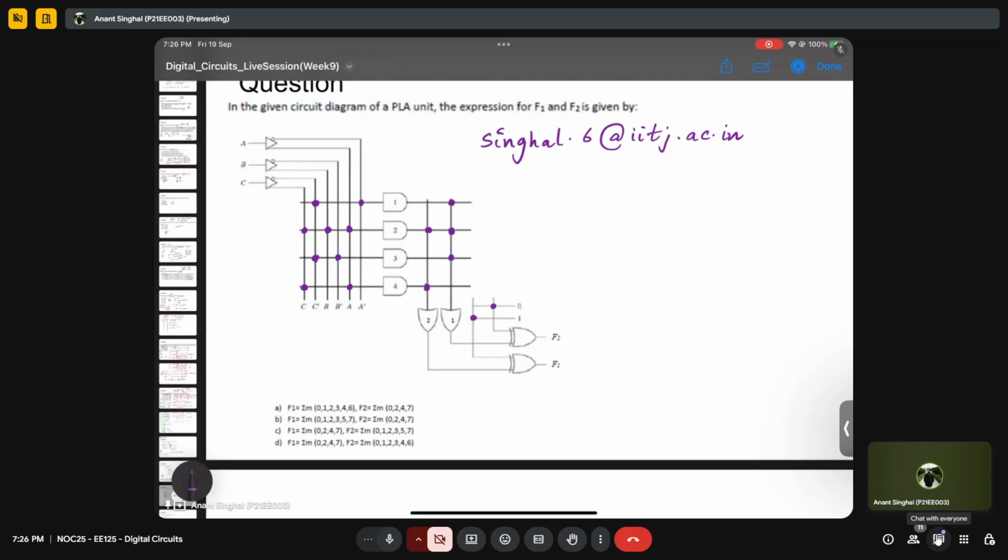This is again the same problem. It's just that we need to do the canonical form, or we need to find the minterms. Is it the exact same problem or is it something else? The connections are different here, I think.